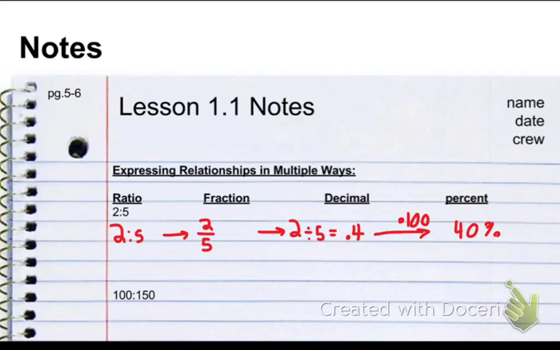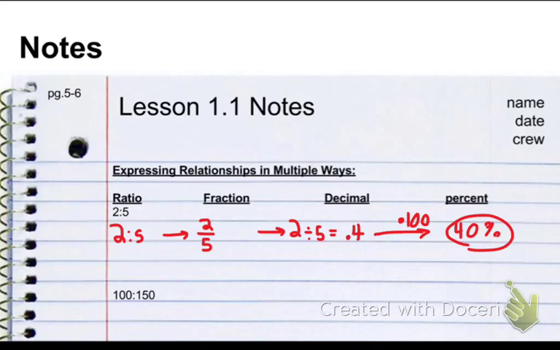So these are all different ways I can describe this. If I have a 2 to 5 ratio, that means it's a fraction of 2/5, a 0.4 as a decimal, or 40% as a percent. They're all equally valid ways to describe the same relationship.